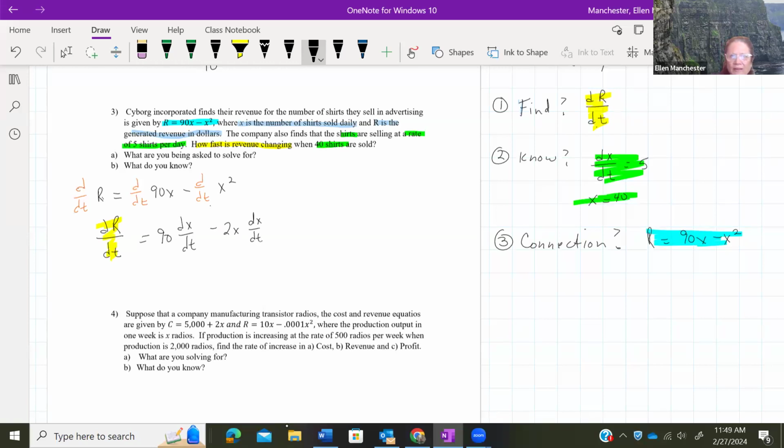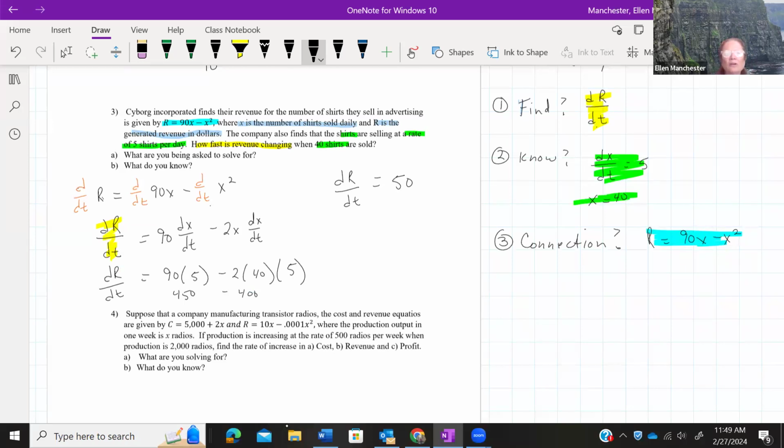Okay, so once you find that implicit differentiation, now it's just a matter of plugging in the values that you figured out. You know dx/dt is 5. You know x is 40. And we are looking for how the revenue is changing. Okay, so 90 times 5 is 450. 2 times 40 is 80, times 5 is 400. So your revenue is changing by $50.